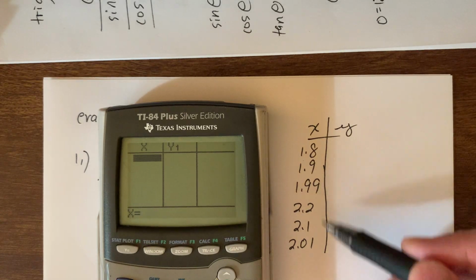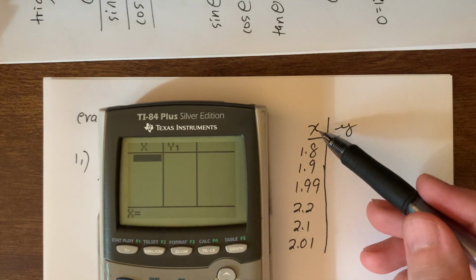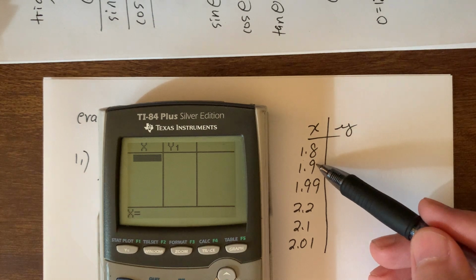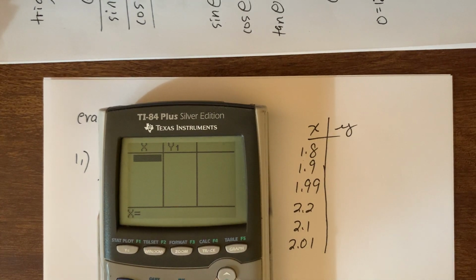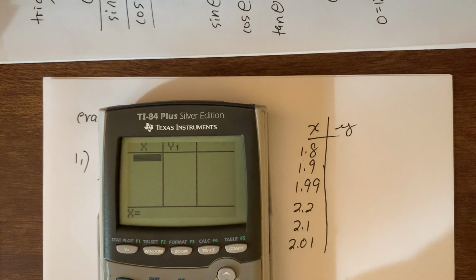How close should you get at the end? Some people do 1.5, 1.8, 1.9, 2.5, 2.2, 2.1, and that's good enough. So again, there's a lot of little differences, but it'll all get us to the same place. So now let me show you that.